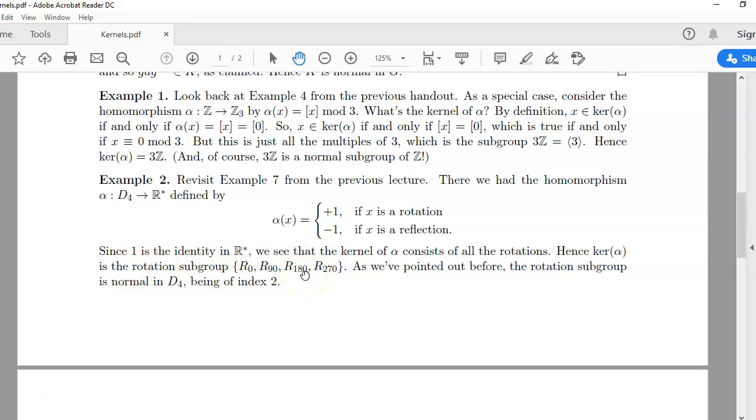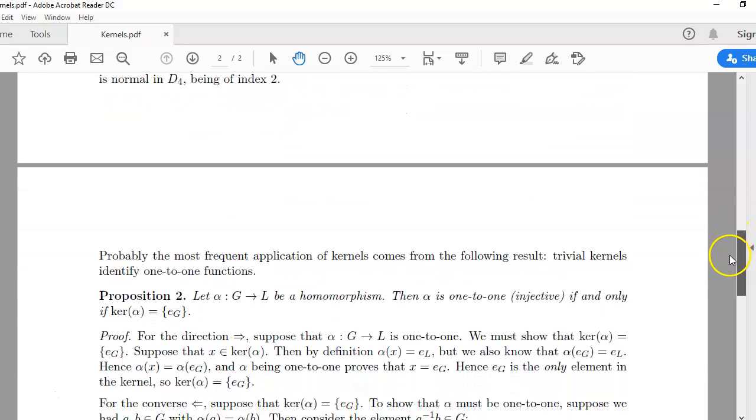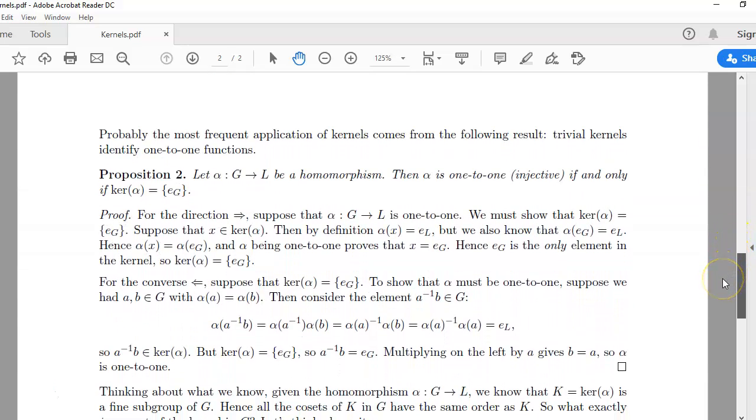Now look, we just proved that kernels are always normal subgroups, and here you go. This is a normal subgroup of D4. We've already proved that. It's a subgroup of index 2. So we're coming full circle here a little bit. So finally, let me leave you with probably the most important application of homomorphisms and kernels.